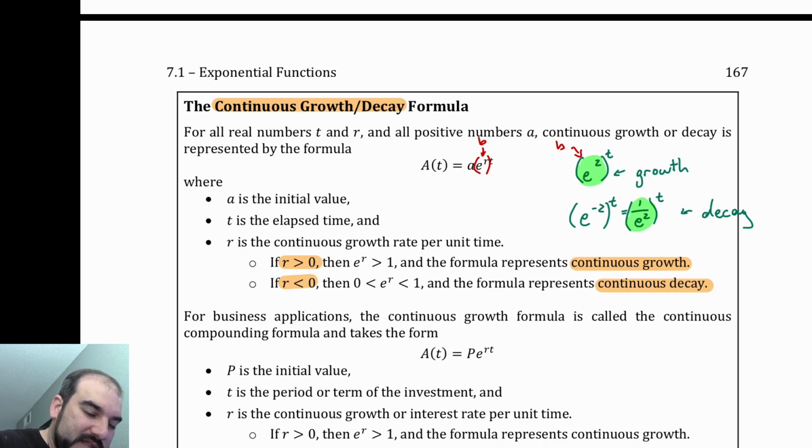But you don't have to necessarily think about b every time you think about an exponential function. If you just look at this exponent r here, if that's positive, then you have a growth. If it's negative, you have a decay.